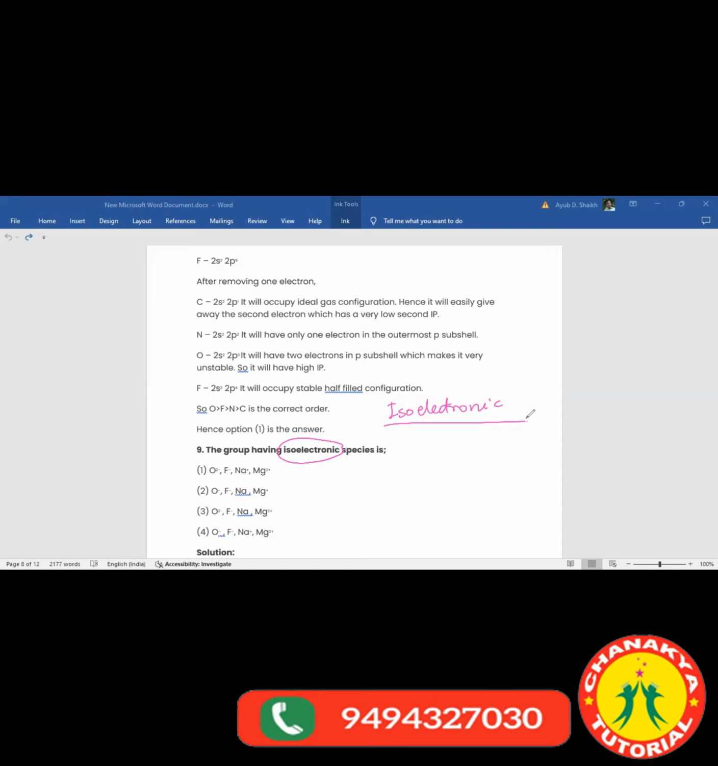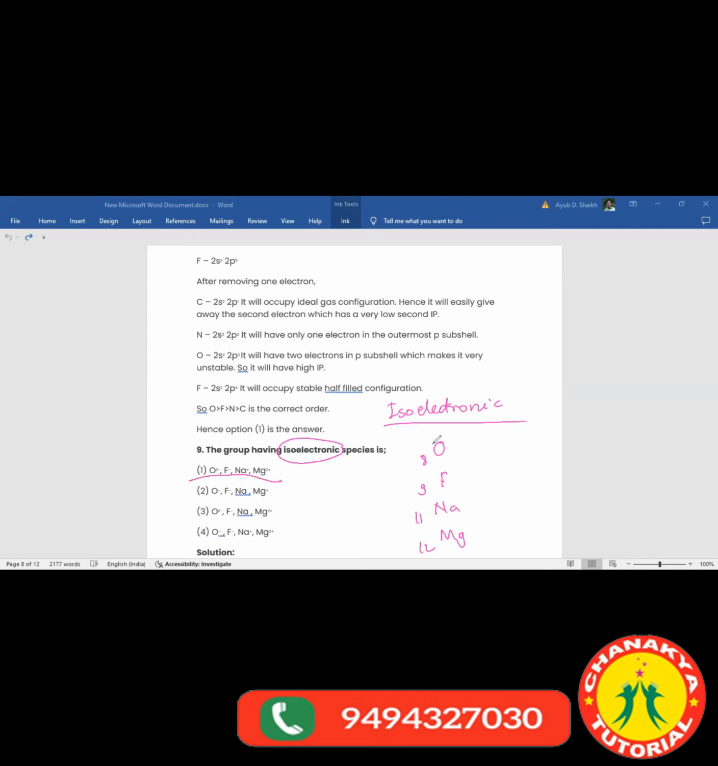You should be aware of the atomic numbers of each and every atom. They have given all the same atoms, only the charge is different. So oxygen, atomic number is 8. Then fluorine, atomic number is 9. Then sodium, its atomic number is 11. And magnesium, its atomic number is 12. So we'll go for one option each.